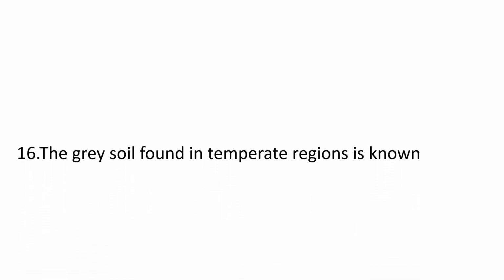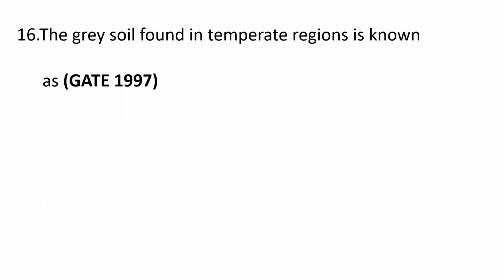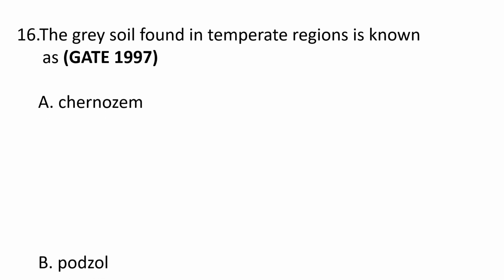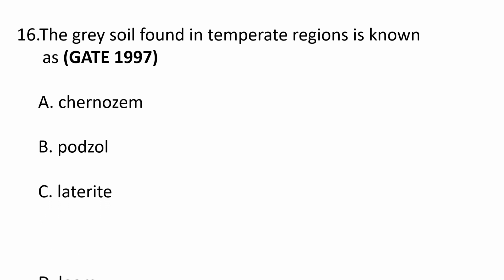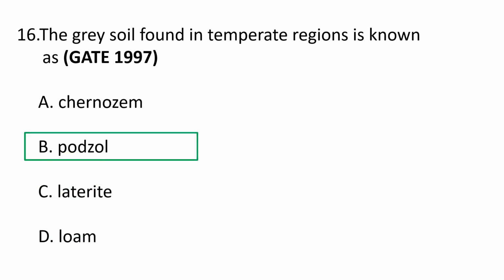Next question. The grey soil found in temperate regions is known as A. Chernozem, B. Podzol, C. Laterite, D. Loam. So the grey soil found in temperate regions is known as podzol. By extent, podzols are most common in the temperate and boreal zones of the northern hemisphere, but they can also be found in other settings, including both temperate rainforests and tropical areas. So B, podzol, is the correct option.